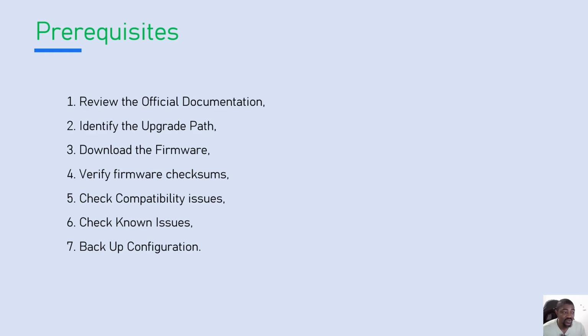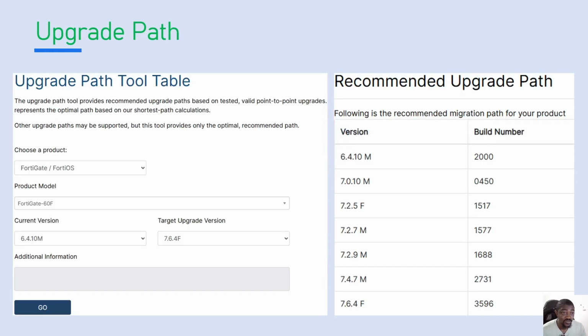If you are downloading the files directly from Fortinet or from your FortiCloud account, make sure you verify the checksum of the files you have downloaded, to make sure that the file you will be uploading to your FortiGate is not corrupted. After you check compatibility and well-known issues, if all is good, you perform a backup of your config, then you perform the update.